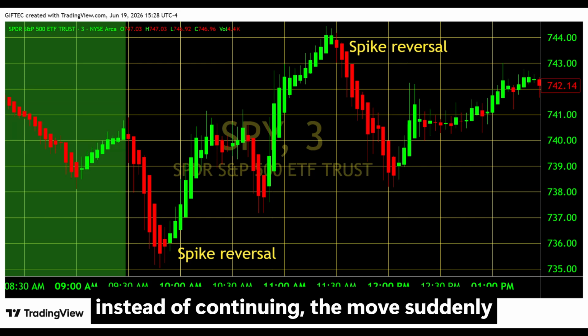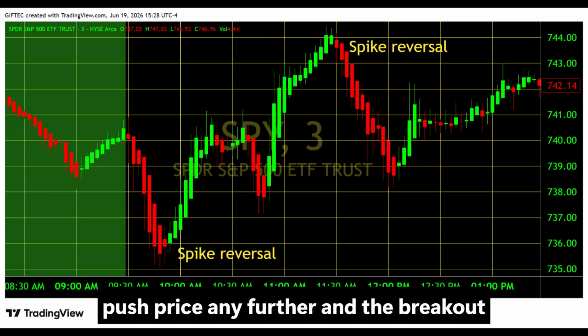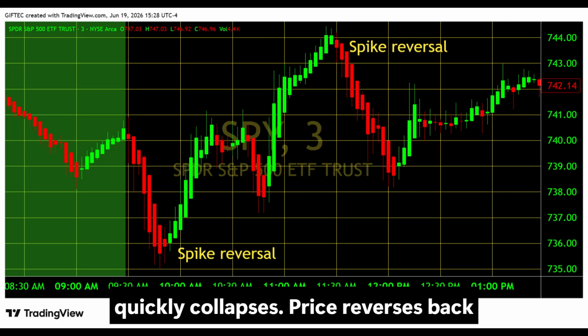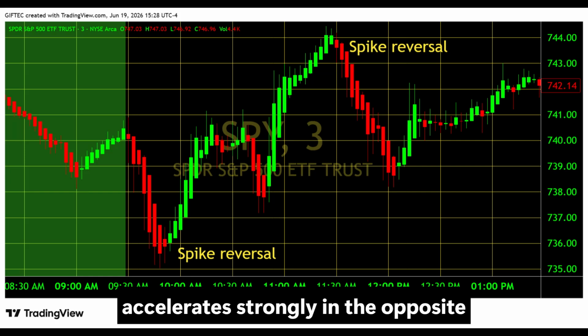But instead of continuing, the move suddenly loses momentum. Buyers or sellers fail to push price any further, and the breakout quickly collapses. Price reverses back through the same level and often accelerates strongly in the opposite direction.